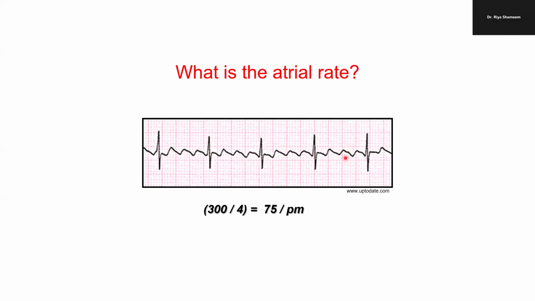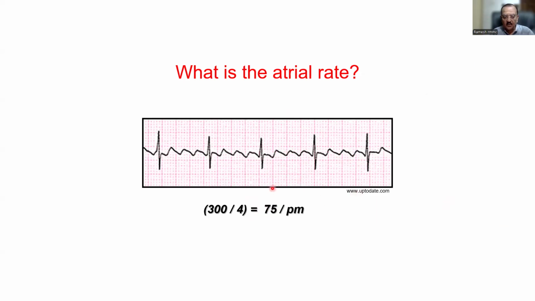One big square. There is only one big square. So what is the atrial rate? So what is the difficulty? 300, sir. Same thing, 300 divided by the number of big squares. 300 divided by 1 is 300. So the ventricular rate is 75 per minute. Atrial rate is 300 per minute.